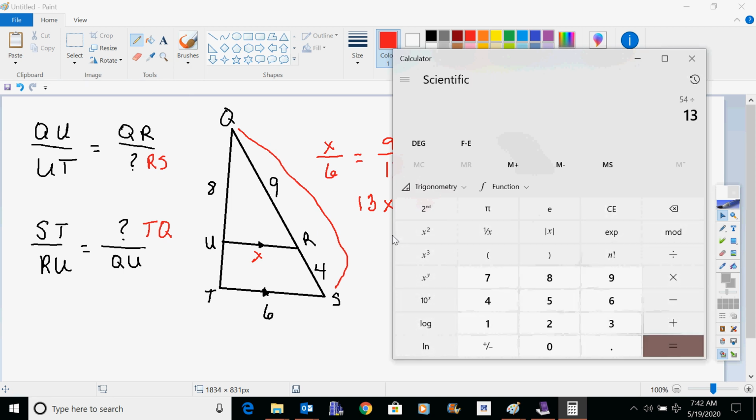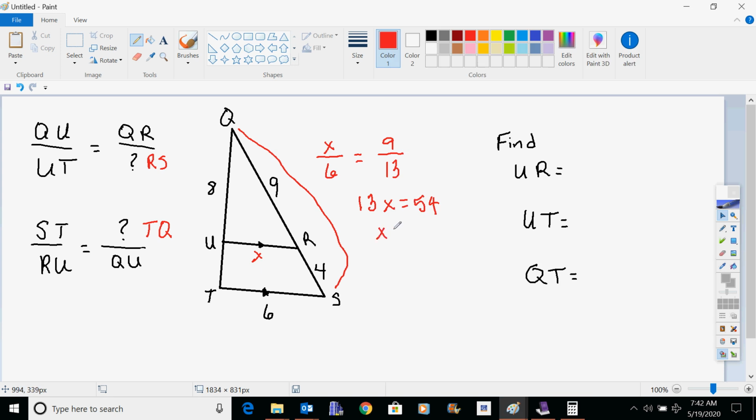And it's not going to come out to be a whole number. We can just round to the hundredths, 4.15. So we'll just say it's about 4.15. So UR is about 4.15.